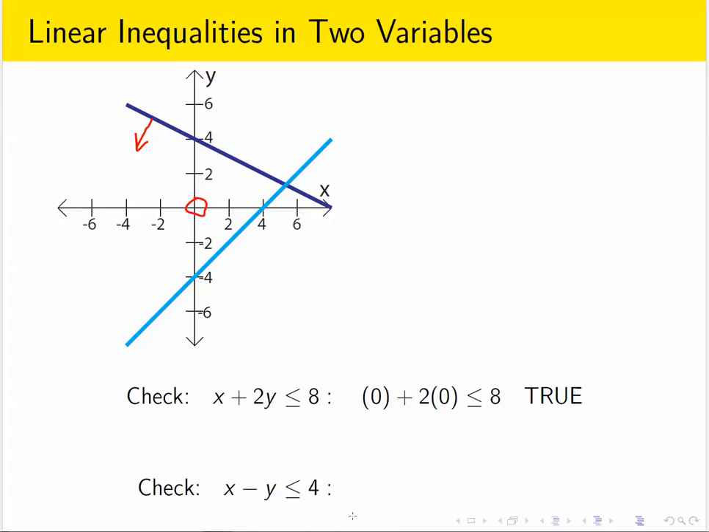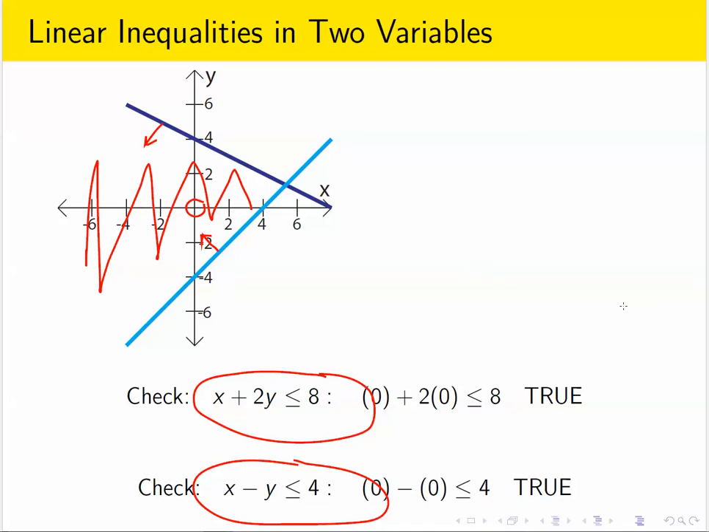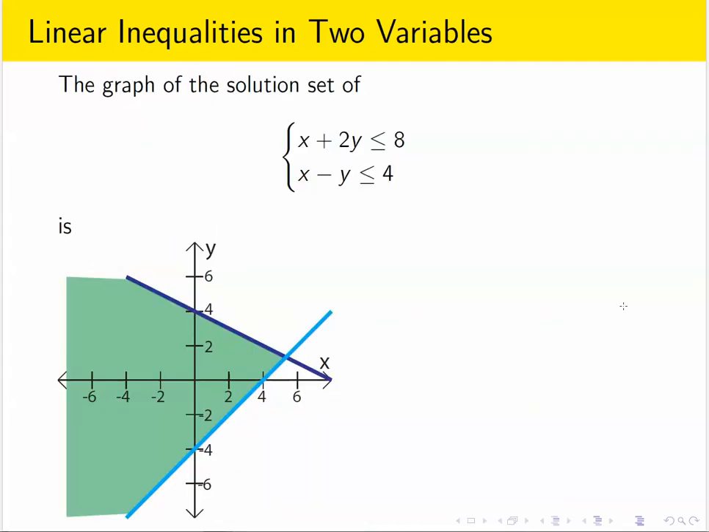Now when I move on to the second inequality and I check the origin, I get something that's true. So again, the origin satisfies the second inequality. I'm going to shade everything on the same side of the light blue line that the origin is. The origin satisfied the first inequality, so I'm going to shade everything that's on the same side of the dark blue line that the origin is. And we can see the points that get shaded both times are the points in this left side region, which means the graph of our solution set looks like this.